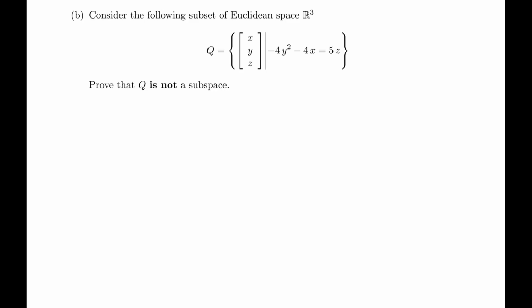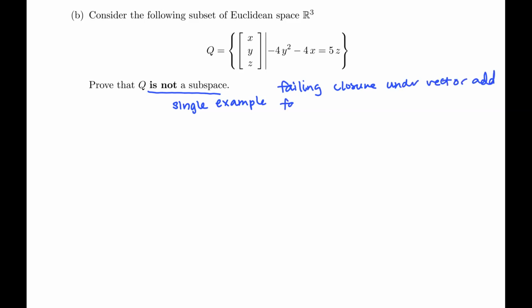So first things first, since we're proving it's not a subspace, we need just a single example of either failing closure under vector addition or failing closure under scalar multiplication. We could also show that the zero vector is not in our space.